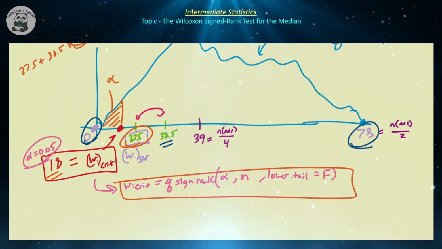And that's how you do a Wilcoxon Signed-Rank Test for a single median, which again has more statistical power on average than just a basic sign test for the median.